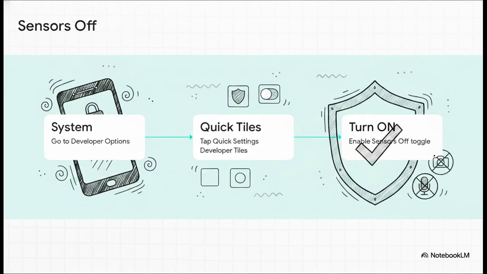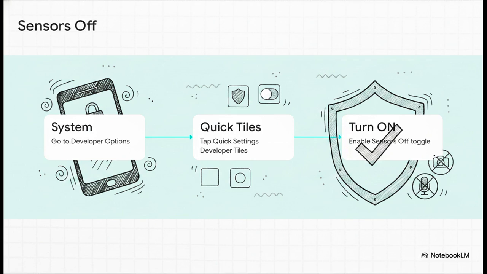Now that developer mode is active, go back to your main settings menu, tap on System, and you'll see a brand new menu called Developer Options. Open it up, find Quick Settings Developer Tiles, and turn on the toggle for Sensors Off. This is the absolute game changer.